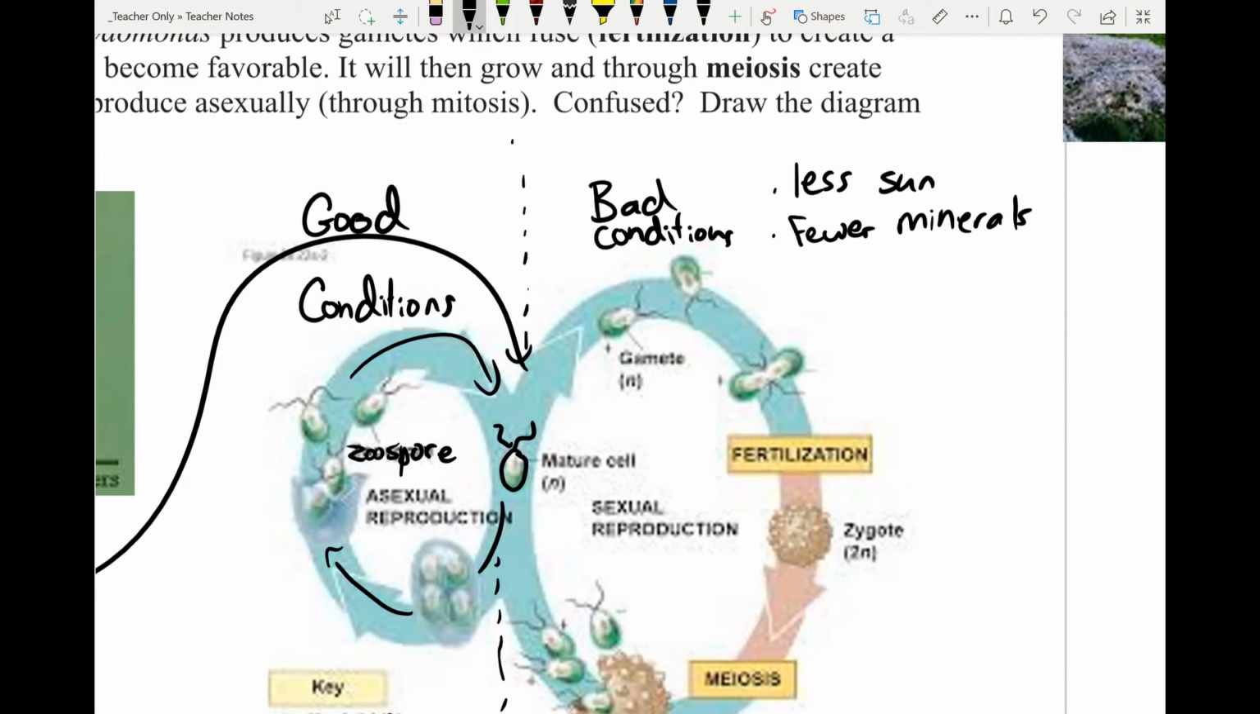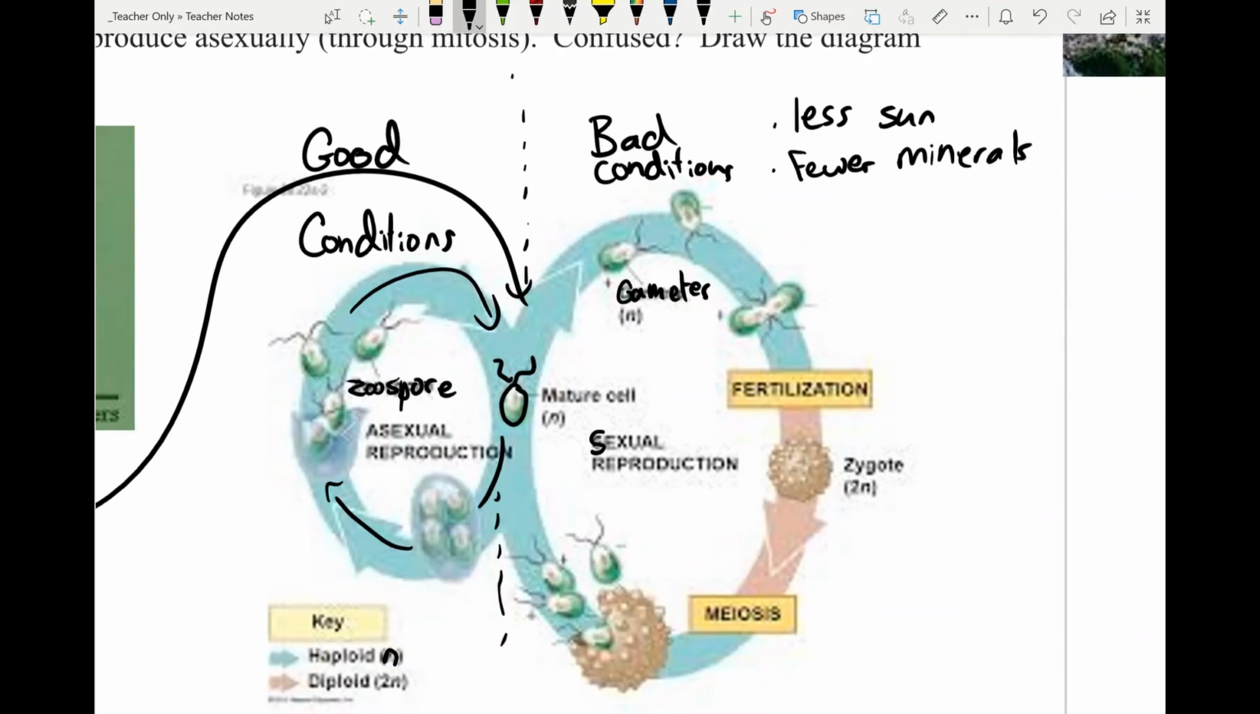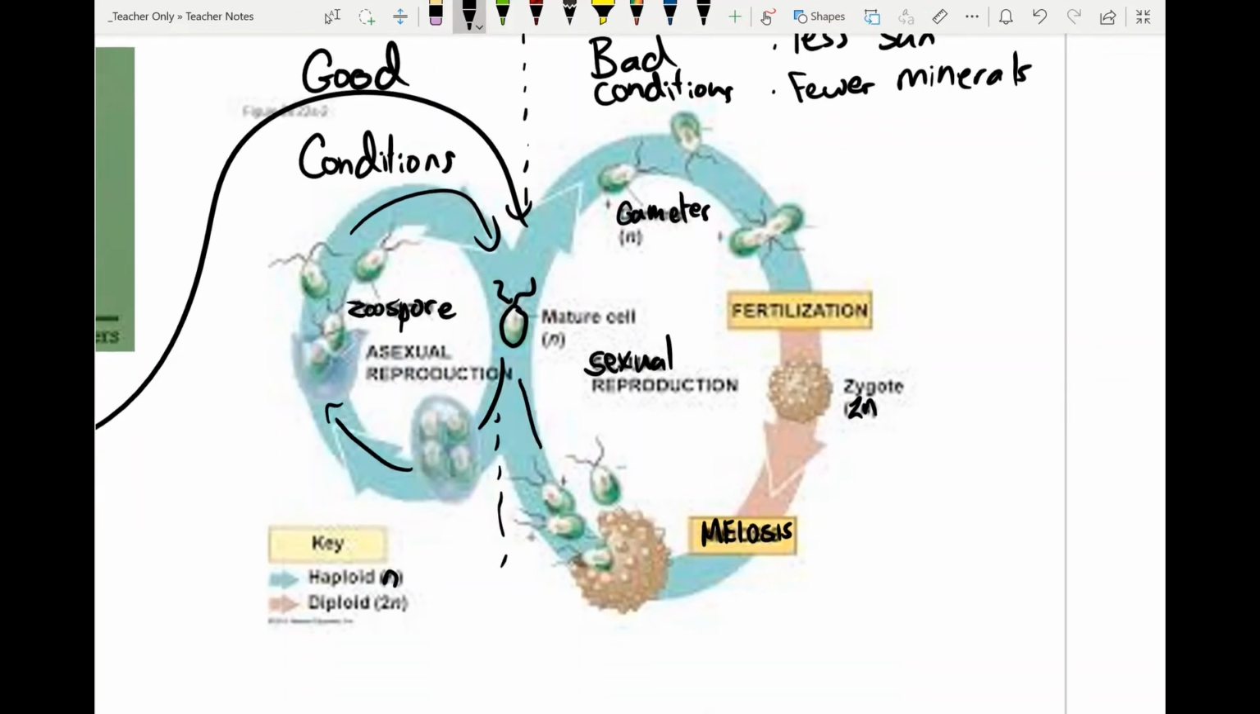So what they do is instead they produce gametes, and then they fuse through sexual reproduction. So they find another of the same organism. They produce a zygote, which would have 2N, so it would have 2 sets of chromosomes. Then meiosis happens, and you end up getting 4 additional mature cells.